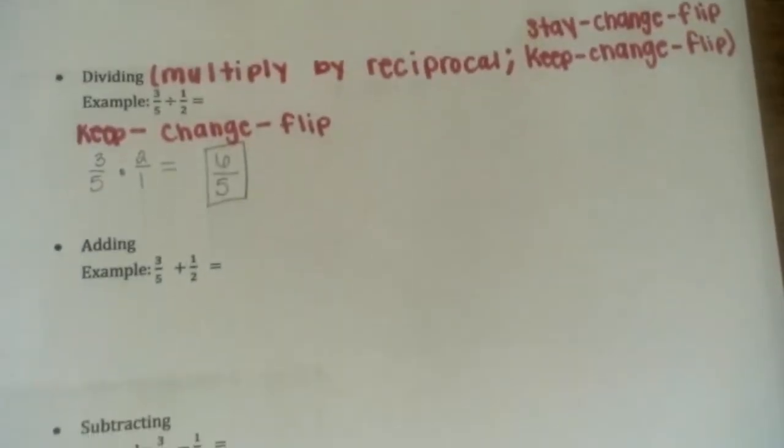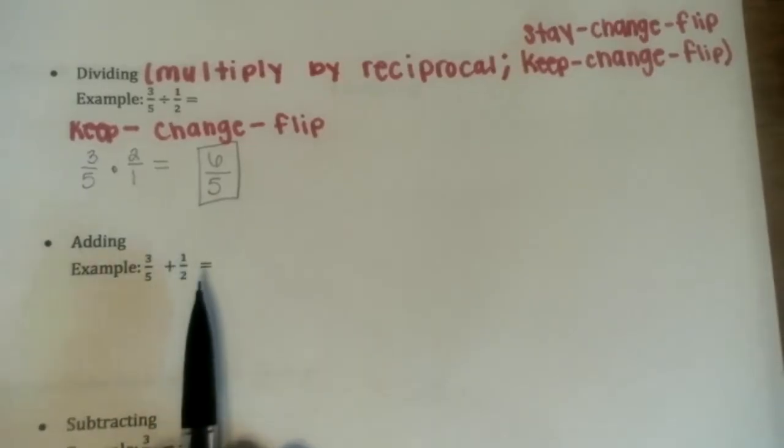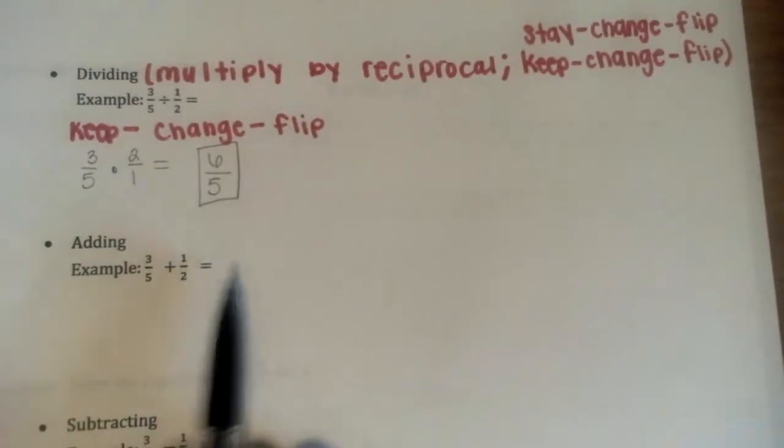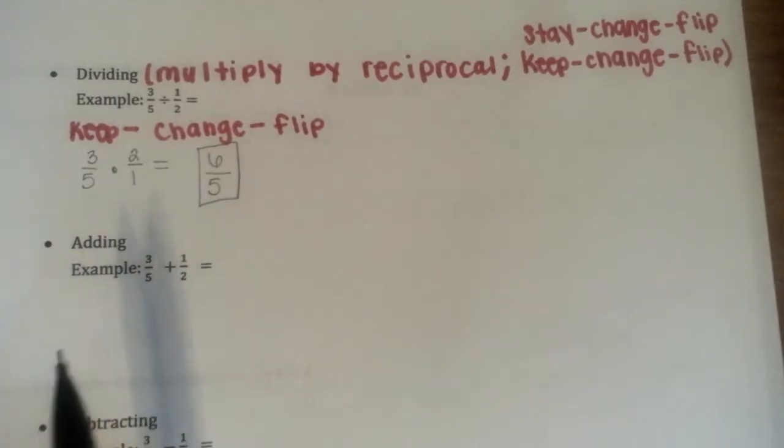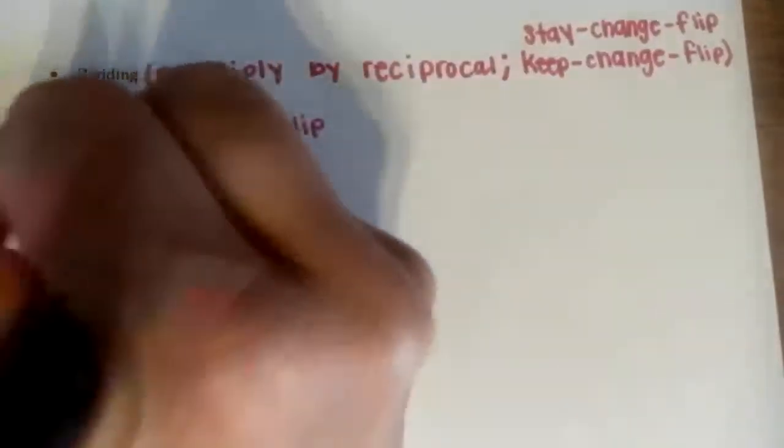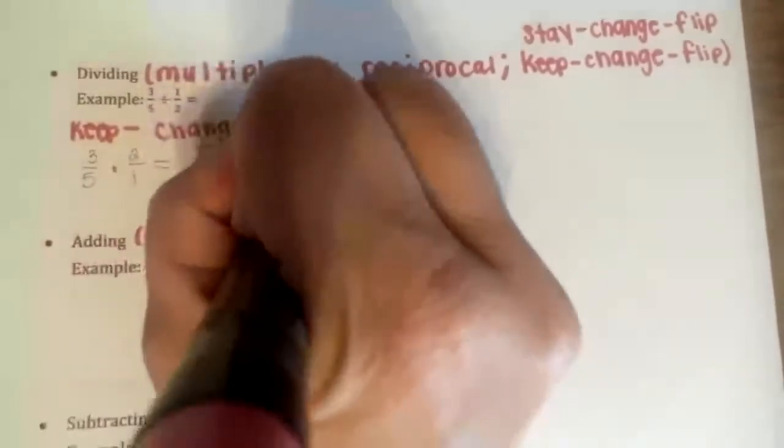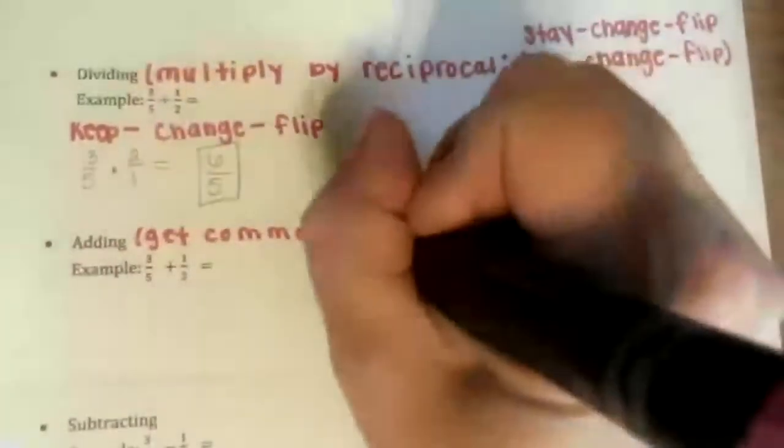All right, so that's multiplying and dividing. Let's talk about adding and subtracting. So for adding, we have 3/5 plus 1/2. I have fifths and I'm adding halves. That's not the same thing. These are not like terms. So in order to add fractions, we have to make these like terms. We have to make these the same thing. So to do that, we have to get a common denominator.